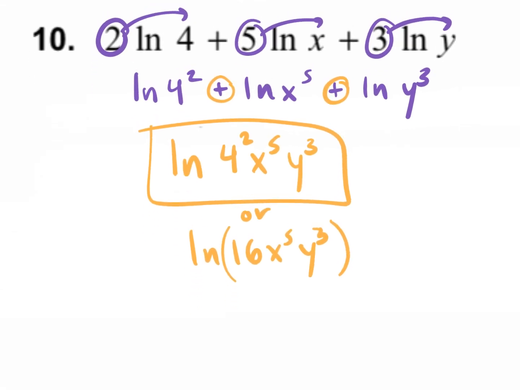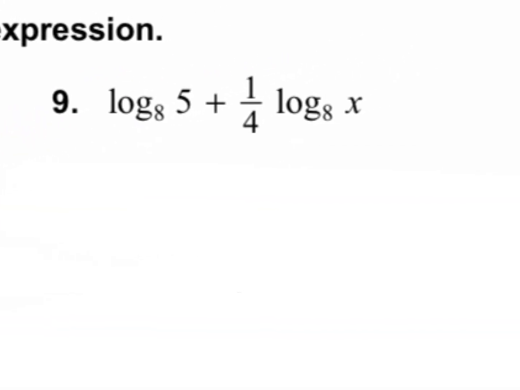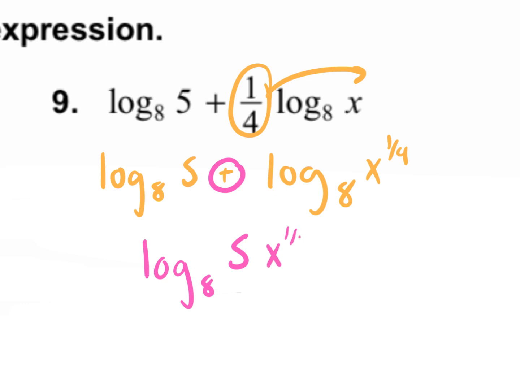Either way is fine. Any questions here? All right, let's do number 9. What should I do first here? Move the coefficient to be an exponent. So I have log base 8 of 5 plus log base 8 of x to the 1/4 power. What could I do next? Perfect. So I combine them with multiplication since I'm adding, so log base 8 of 5x to the 1/4 power.